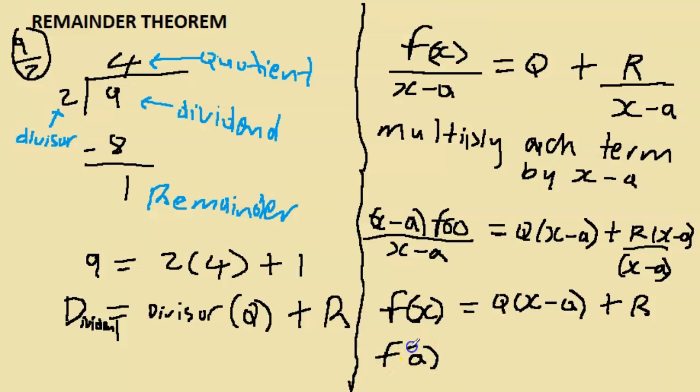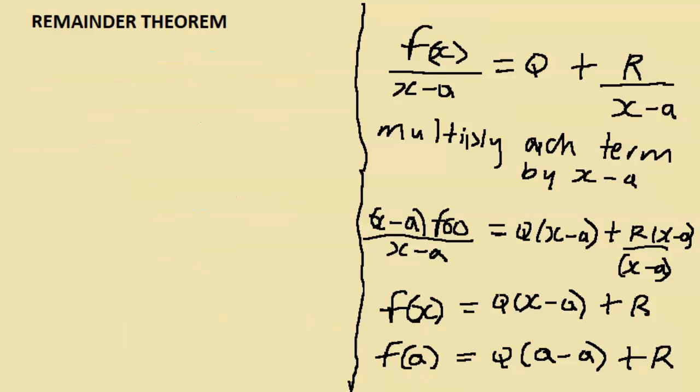And then if I should find f of a, f of a is equal to q bracket. Now f of a means you replace the x with a, right? So f of a would be q bracket a minus a plus r. So let me just continue up here. That means f of a, now the bracket will become 0. So all you have now is r. That's what the remainder theorem states.